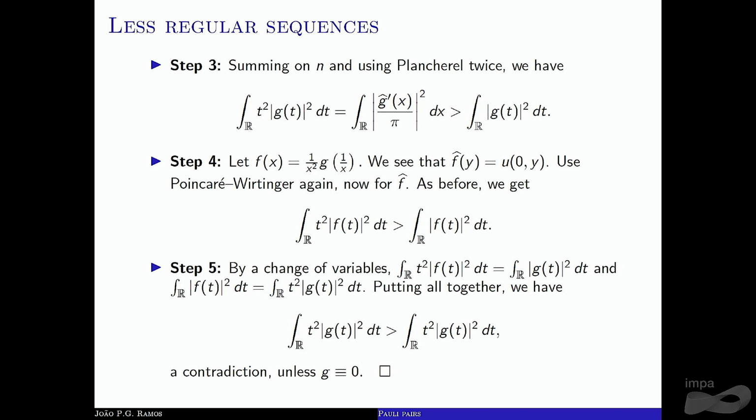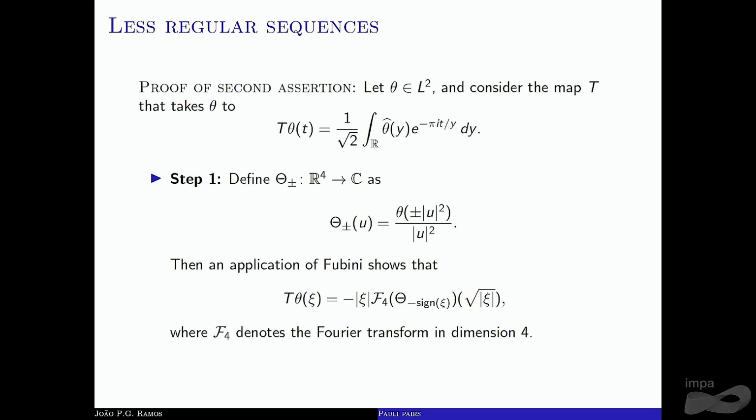And let me try to give you an idea of what the construction looks like. For that, we take a function theta in L2, and consider this map T that is basically this weird kind of skewed Fourier transform of theta. The bottom line is that this is making rigorous what we have already seen in this psi map from before.